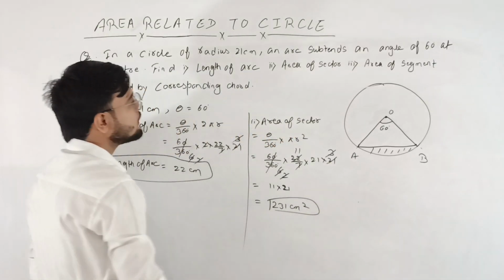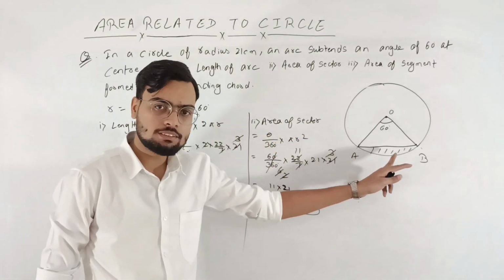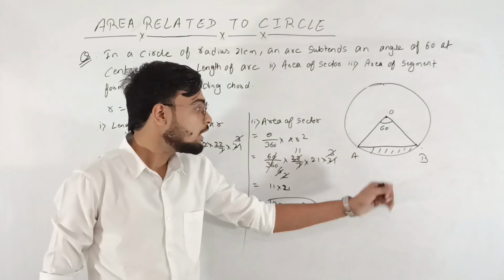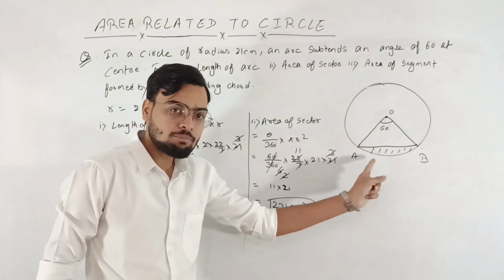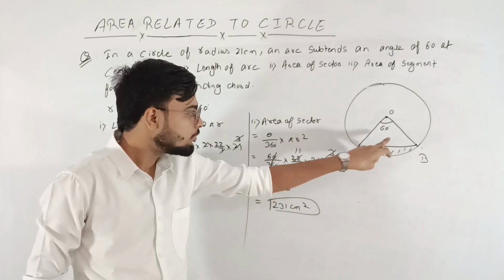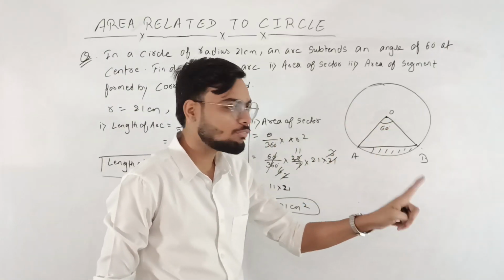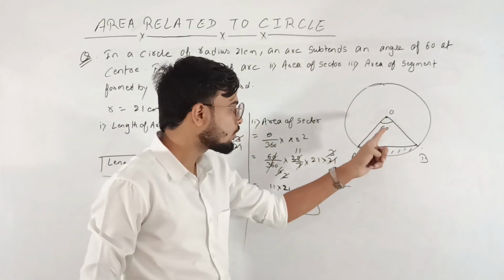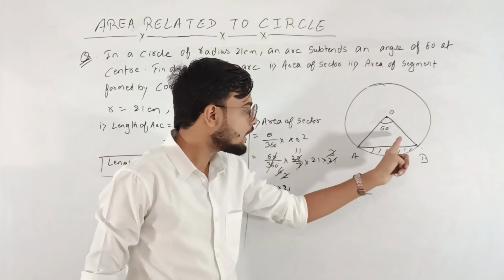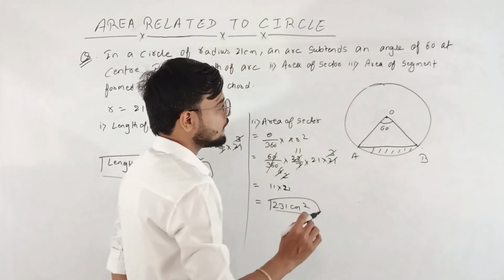Next thing we have to find is the area of this segment. So area of this segment is area of this sector minus area of this triangle. So first we have to find the area of this triangle. Now look here, this triangle is an equilateral triangle. One angle is 60 degrees, so the other two are also 60 and 60 degrees.